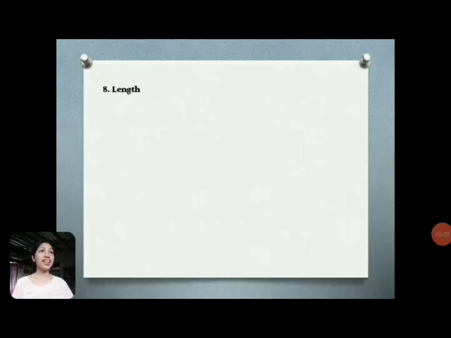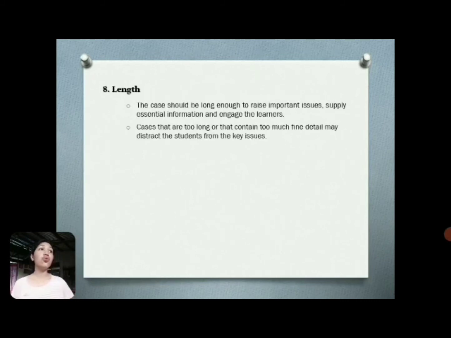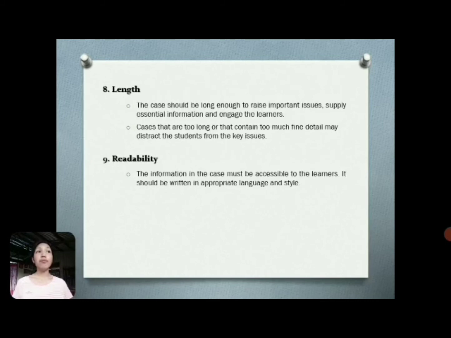Number 8, length. The case should be long enough to raise important issues, supply essential information, and engage the learners. Cases that are too long or that contain too much fine detail may distract the students from the key issues. So next, number 9, the last number, readability. The information in the case must be accessible to the learners. It should be written in the appropriate language and style.